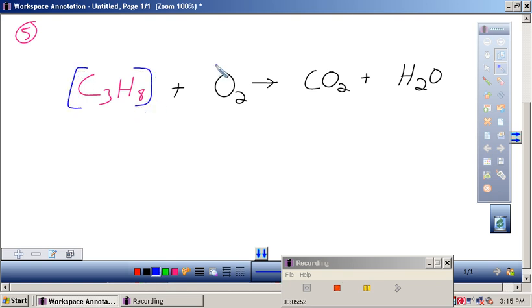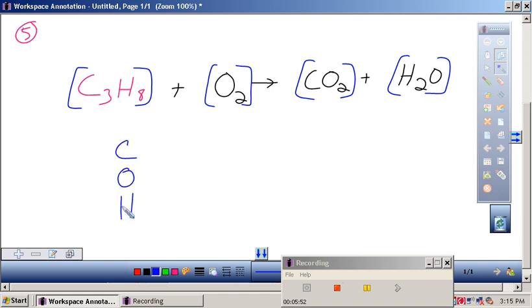Alright, I'm going to box those in. Combustion reactions can be a little tricky, trial and error. But we'll go through this one. This one's not too hard. I'm just going to list out what I have on each side. Okay, I have 3 carbons, 8 hydrogens, 2 oxygens. On the right side, I have 1 carbon, 3 oxygens, because I have 2 plus 1, and 2 hydrogens.